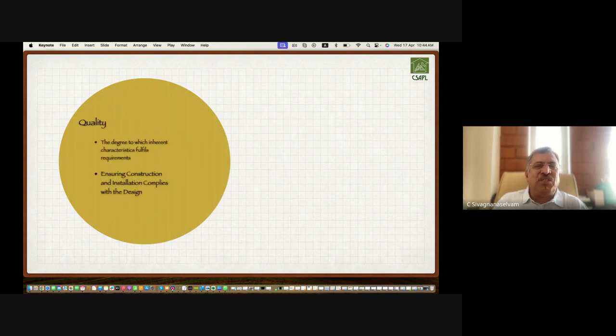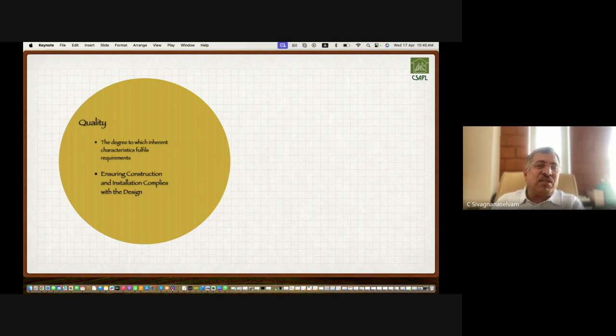Quality: the degree to which inherent characteristics fulfill the requirement. As I said before, the desired quality. Quality in the sense it is the desired quality. There are so many buildings with different quality. The same kind of building may have the same character, might have been designed for the same purpose, but every client needs a different kind of quality. But the basic quality of any building, building material, or the construction practice cannot be compromised. But the quality of material depends upon the budget. At times it varies. And the methodology, the quality for different technologies is different.